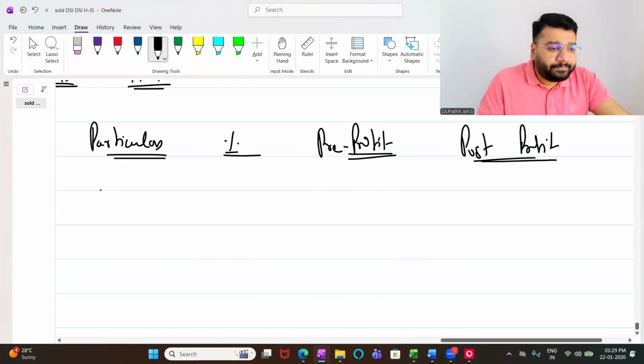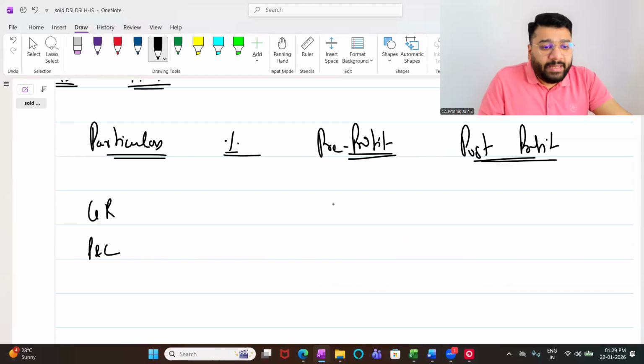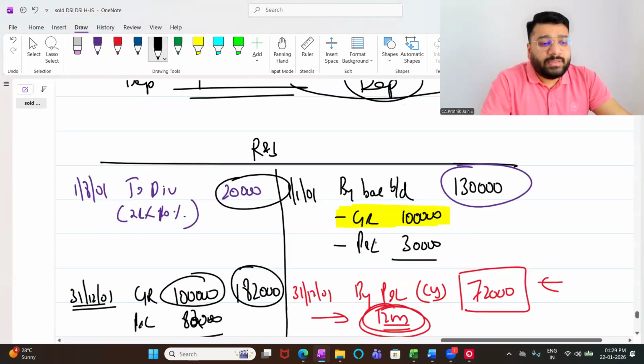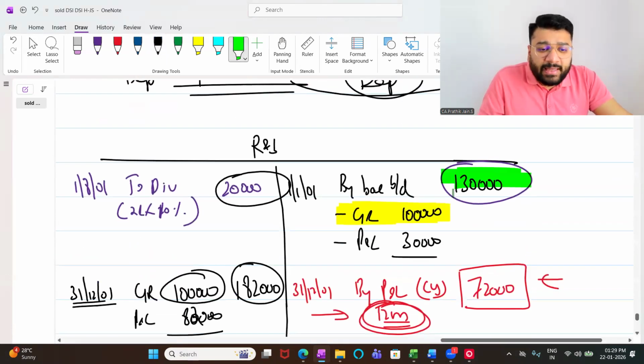Now tell me people, general reserve and P&L opening is how much? Opening 1 lakh and 30,000. Okay, now listen. This I have recorded in the AOP.